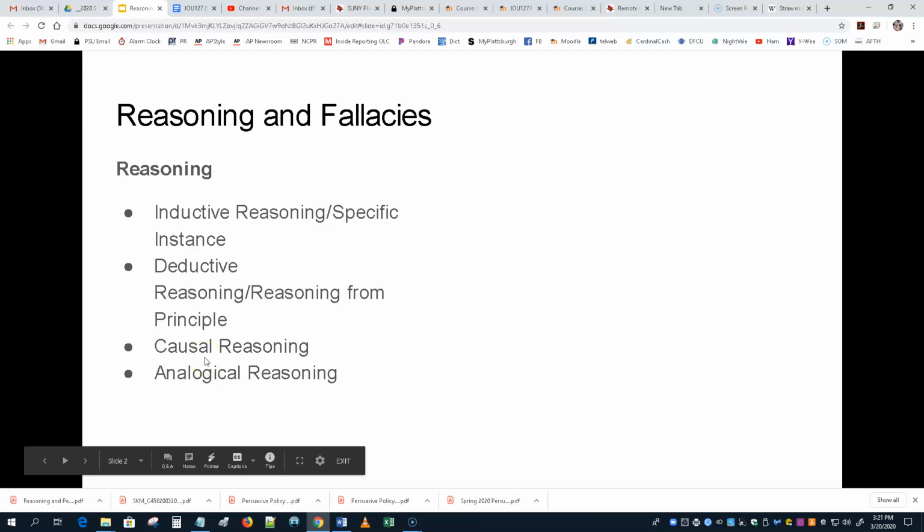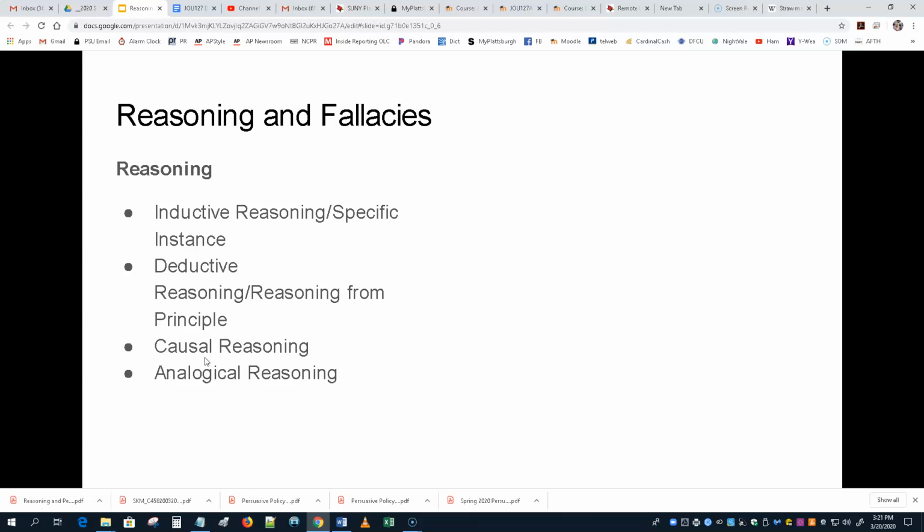Your textbook talks about 4 general categories of reasoning. And they're useful. I've added some other names to them also, though. Some other words you may have heard of before. For instance, your textbook calls something specific instance, reasoning from specific instance. And you may have heard that called inductive reasoning. That's the same thing.